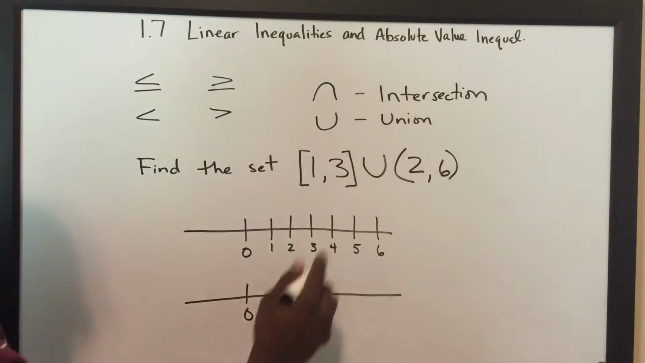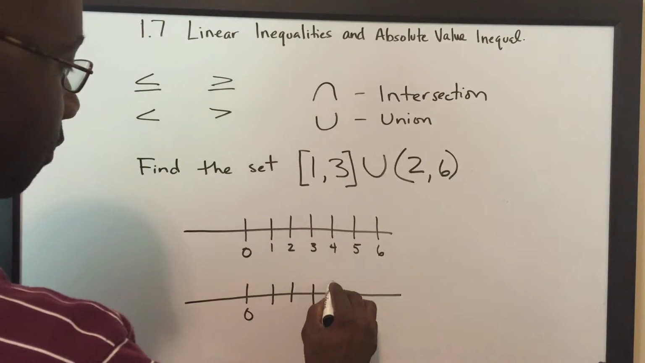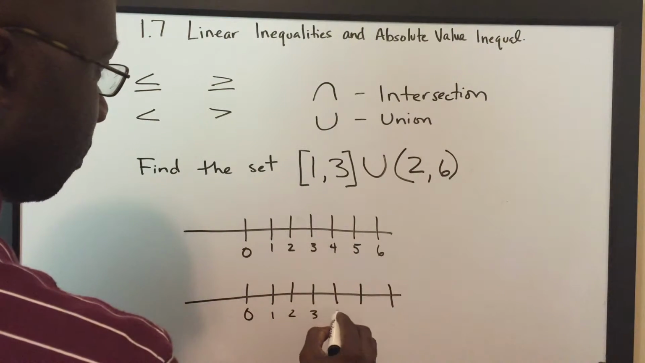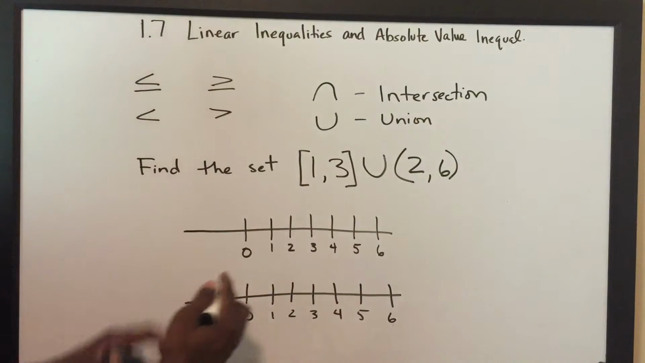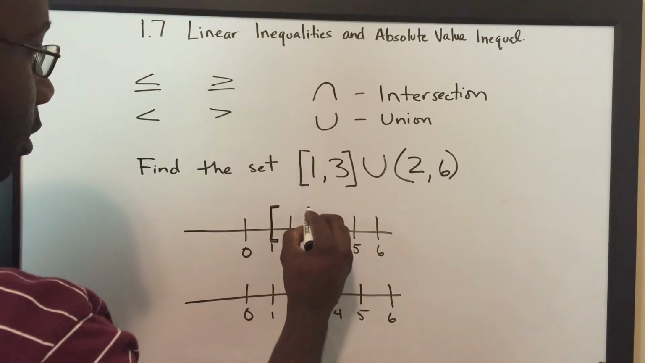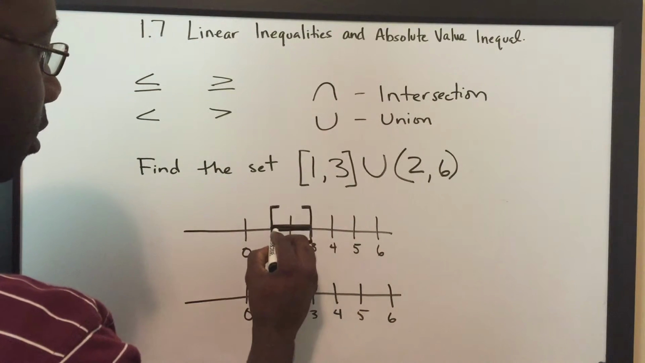0. And it's very important to line both of the graphs up. 1, 2, 3, 4, 5, 6. 1, 2, 3, 4, 5, 6. Okay, so let's graph the first one, 1 and 3. We have 1 here, 3 here. And we have this space right between there.